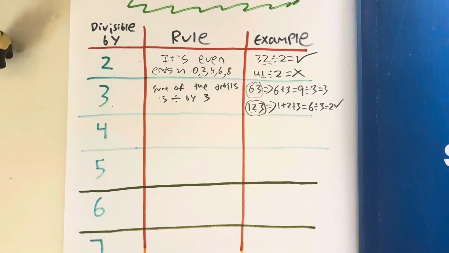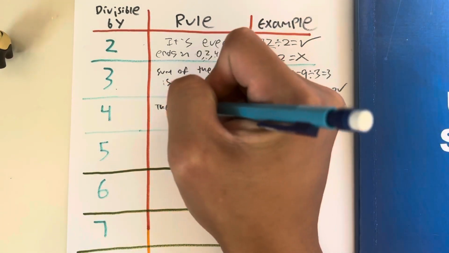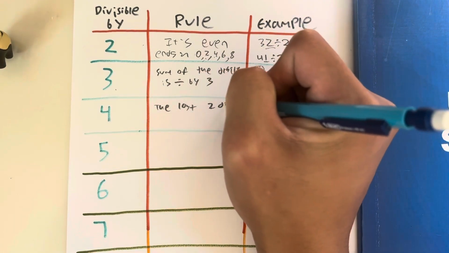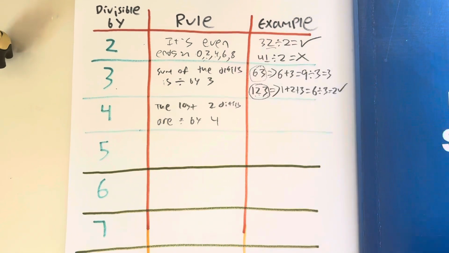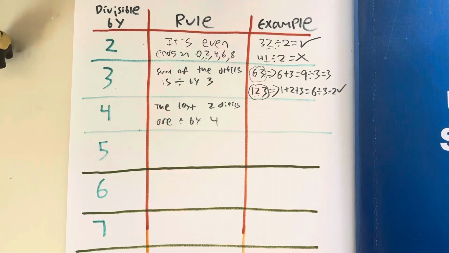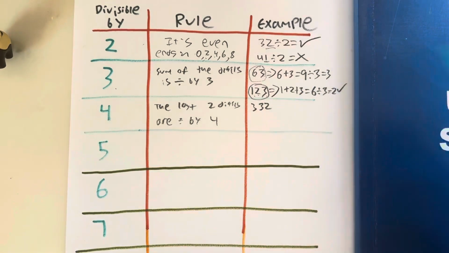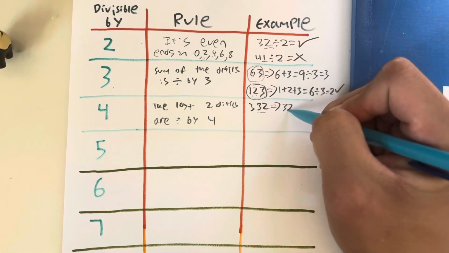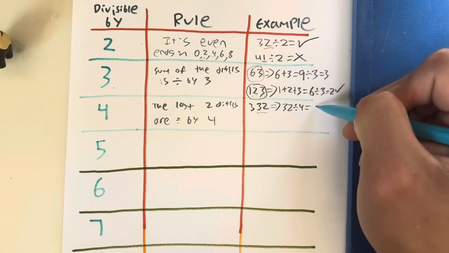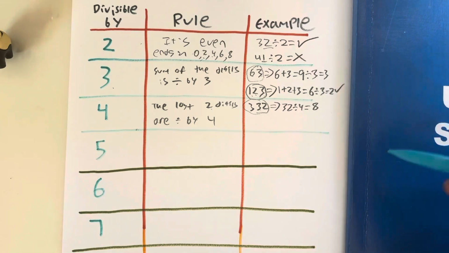Now 4 is also easy as well. Because for 4, the last 2 digits are divisible by 4. Let's take an example at some numbers. Let's just say we have the number 332. Now, what are the last 2 digits of this number 332? It's going to be 32. So we just take 32 and divide that by 4, and that's going to give us a perfect 8. So therefore, your number 332 is divisible by 4.